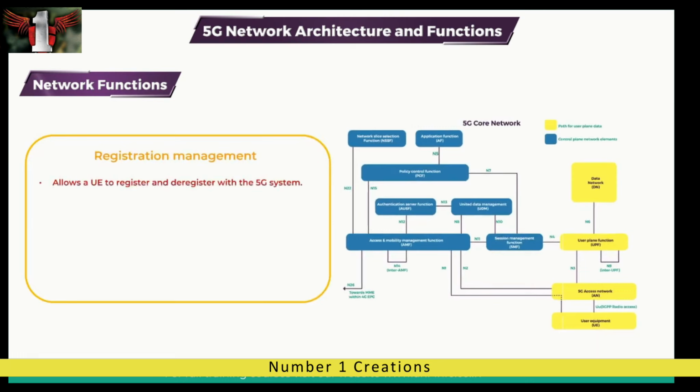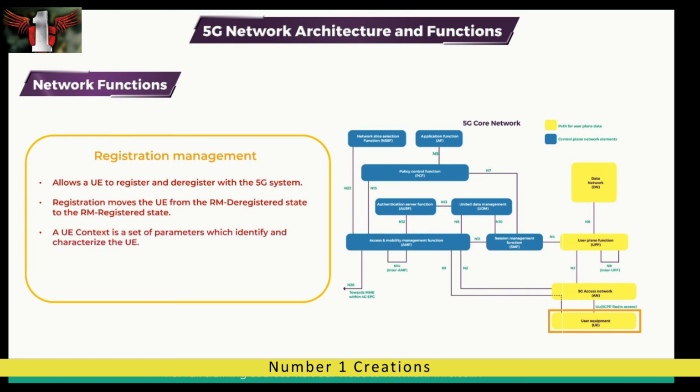Registration management allows a UE to register and deregister with the 5G system. A UE must complete the registration procedure to receive authorization to use 5G services. Registration moves the UE from the RM-DEREGISTERED state to the RM-REGISTERED state. Registration creates a UE context within the network. A UE context is a set of parameters which identify and characterize the UE. Some of the parameters belonging to a UE context are presented in a figure shown on the screen.